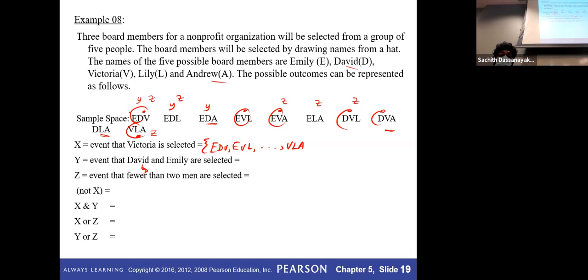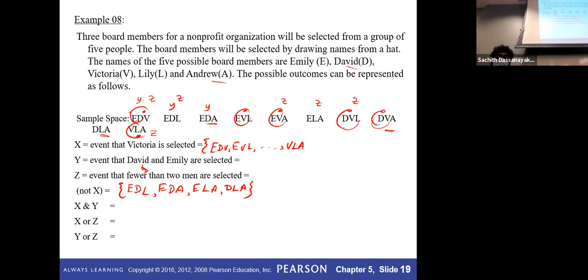What are they? Okay. Now, not X. X means my circled one. So not X means whatever is not included in X, which means X are these circled ones. You have to write your samples except those circles. EDA, right? ELA, DLA. Clear? Please check it. If I did something wrong, please let me know.